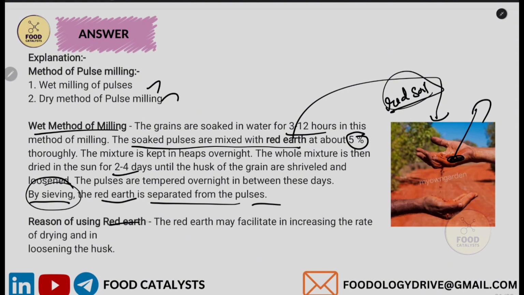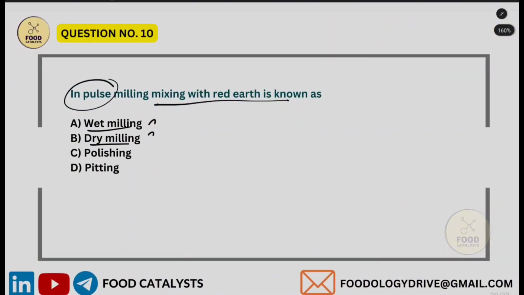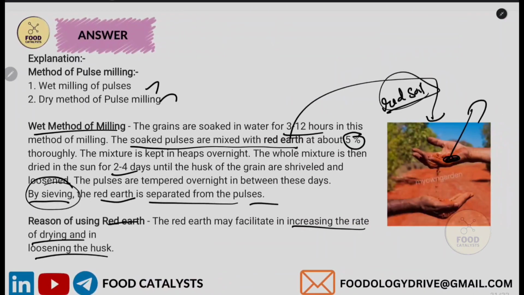Okay, and why are we using red earth? To facilitate an increase in the rate of drying and loosening the husk. Okay, so the answer is actually pretty simple. The answer is wet milling. So pulse milling mixed with the red earth is actually wet milling, or we can say wet milling of pulses.